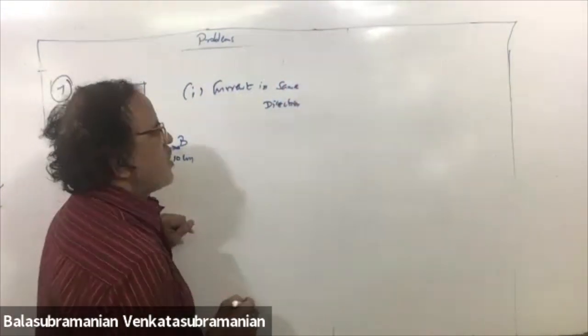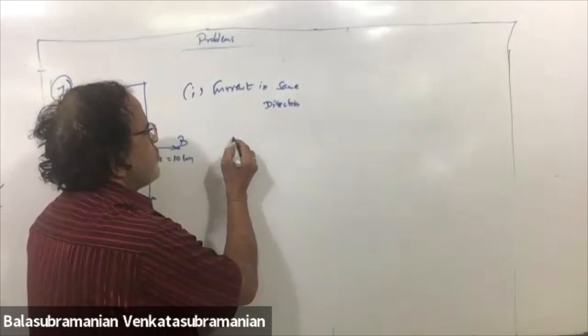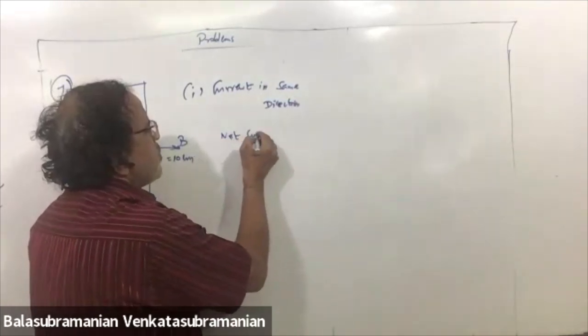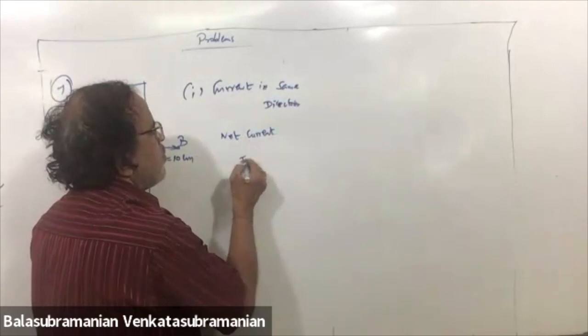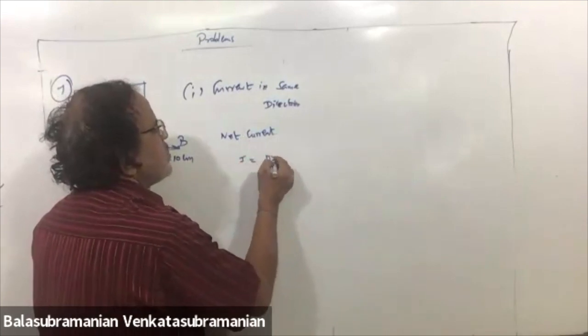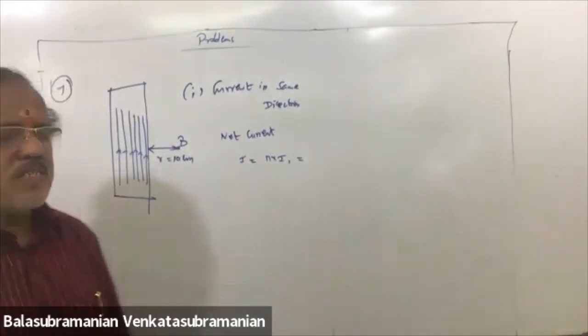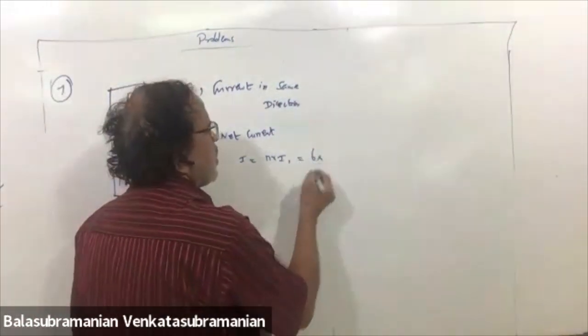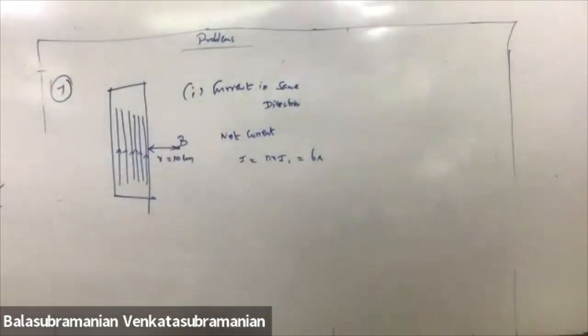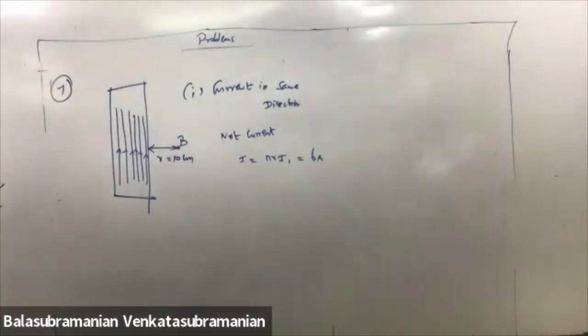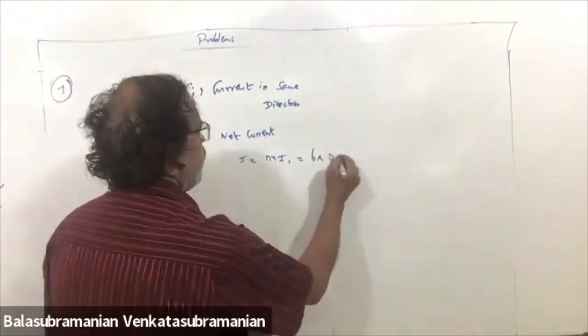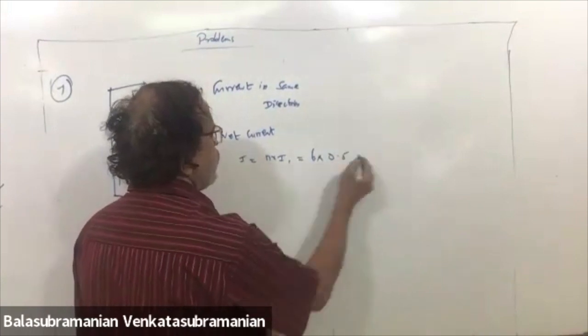Same direction means what? Net current first we calculate. Net current is equal to number of wires into current in each wire. What is the number of wires? 6 wires. Current given as, no, 0.5 ampere current. 6 into 0.5, that is 3 ampere.